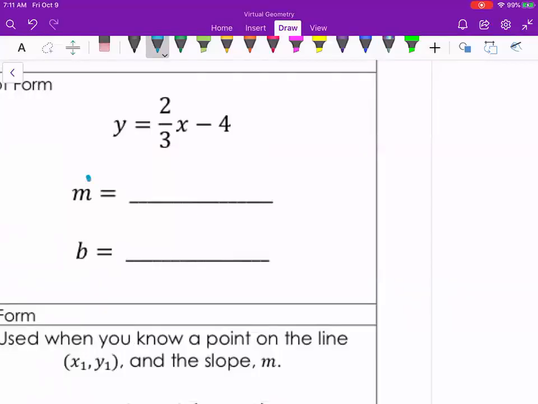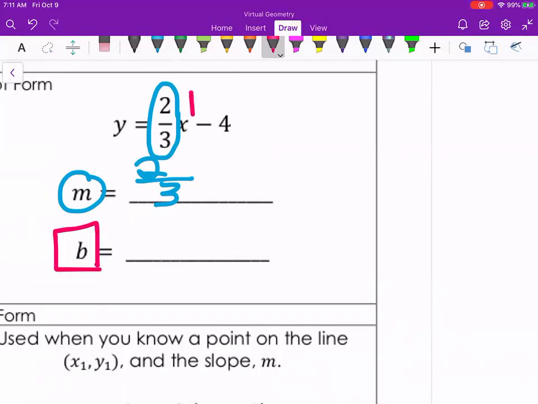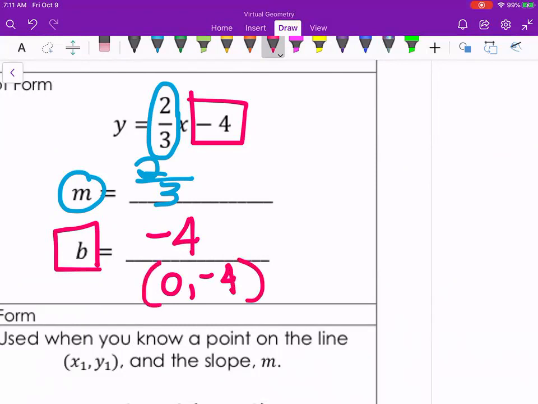Our m needs to be the coefficient of x, which is the number in front of the x. So that would be 2/3. The b is our value at the end, your constant with no variable with it. Notice I did box in the minus sign because when I use it for a y-intercept, that subtract 4, when I graph it, is going to be the same as a -4. We can also have it as a coordinate, (0, -4). Either way is considered the y-intercept. It just depends on what we are working with at the time.